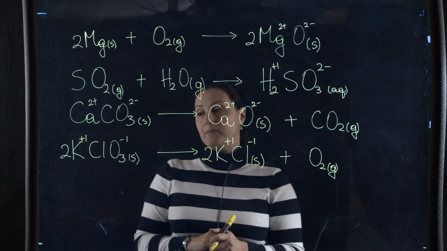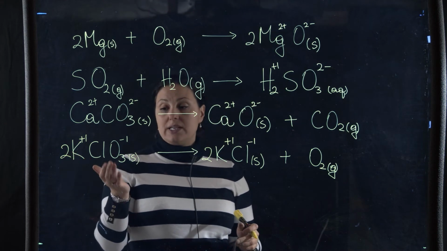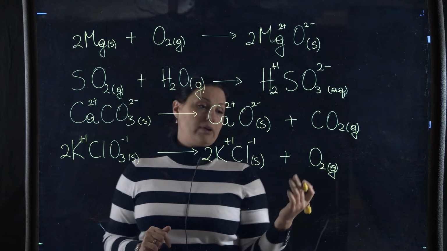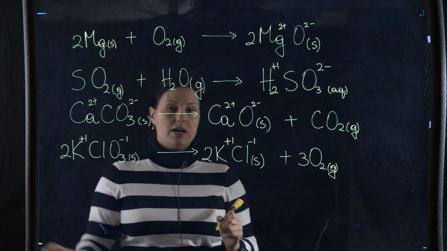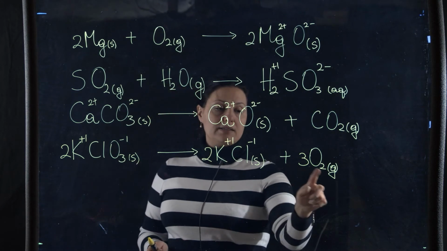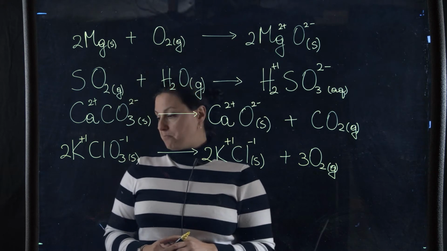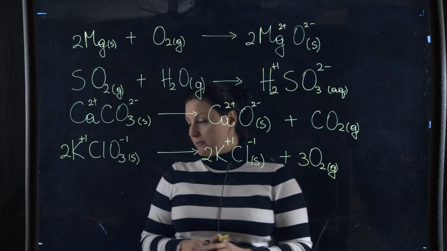So I'm good there. Now, how many oxygens do I have? I have 2 times 3, 6 oxygens on this side, but only 2 on the right side. To make this a 6, I can put a 3 in front of that oxygen and make this 6. 2 times 3 is 6, and I'm balanced. Okay, let's take a look at example number 5.